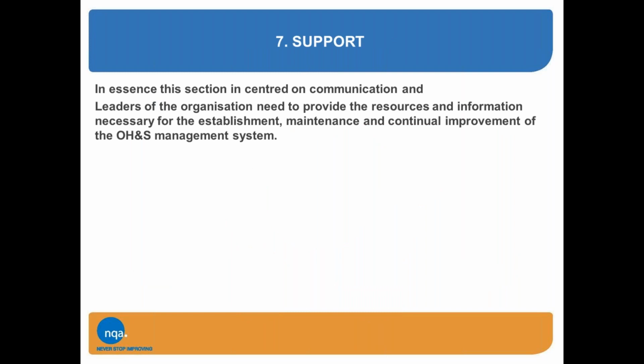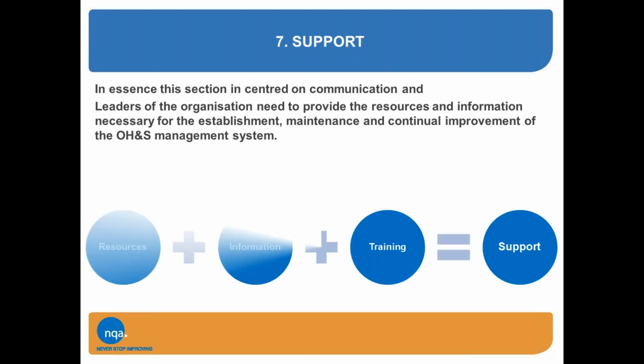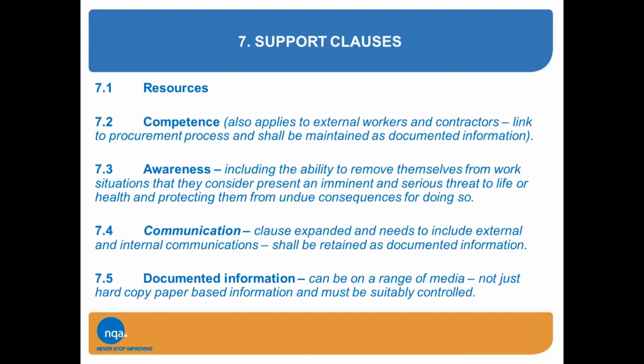In section 7 of the standard, in essence, this section is centred on communication, and leaders of the organisation need to provide resources and information necessary for the establishment, maintenance and continual improvement of the OHS management system. That's a very nice sentence, but in real terms it can be broken down into more bite-sized chunks, and the support functions are looking at the resources, the information, the training, all equal support and activities within the management standard.